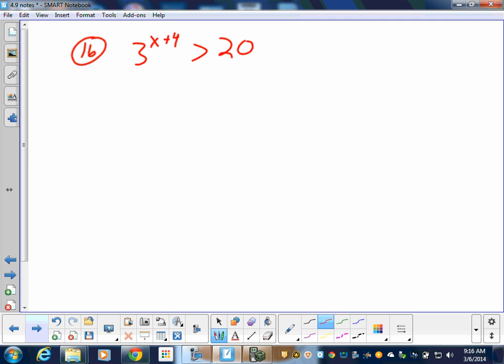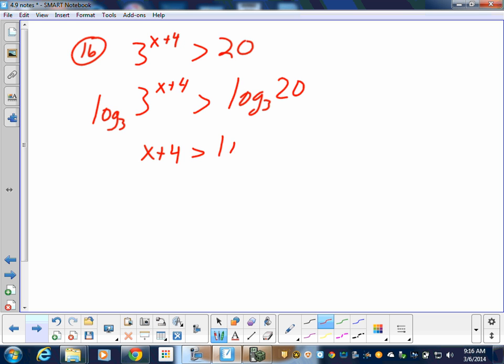Okay. Again, I need to get rid of 3, so I take the log base 3 of this side. Well, if I do it to this side, then I have to do it to that side. Log base 3 of 20. When I take the log base 3 of both sides, this answer is x plus 4 times 1, which is x plus 4, is greater than log base 3 of 20. So I minus 4 from both sides. So I get x is greater than log base 3 of 20 minus 4.